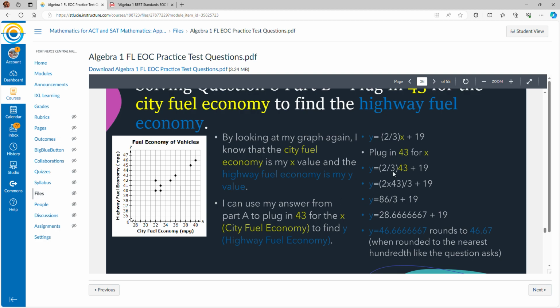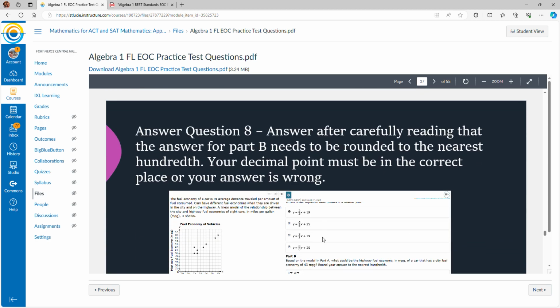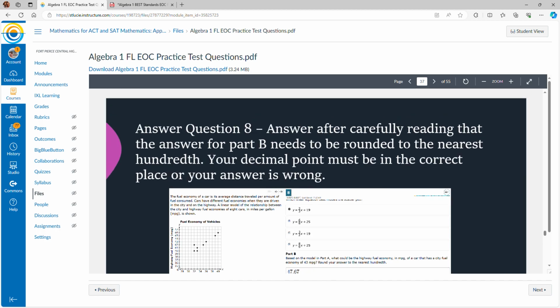I plugged in 43, and then I used a calculator to solve and simplify this out, which gave me y equals 46.6 repeating, and the question said to round the answer to the nearest hundredth. So the hundredth place is 2 places behind the decimal. So my repeating 6 tells me to make my last number a 7 because 6 is 5 or more, telling this 6 in the hundredth place to go up by 1 more. So I put in both answers.